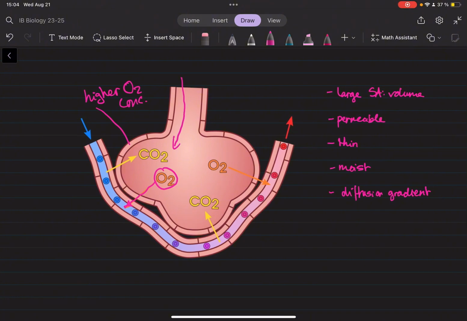And the opposite is true when you exhale. So when you exhale, all of this CO2 is brought out, which means that the capillaries are now the site of high CO2 concentration, which means that it will diffuse from the capillaries into the alveoli. So that's what I mean by a mechanism for a diffusion gradient.